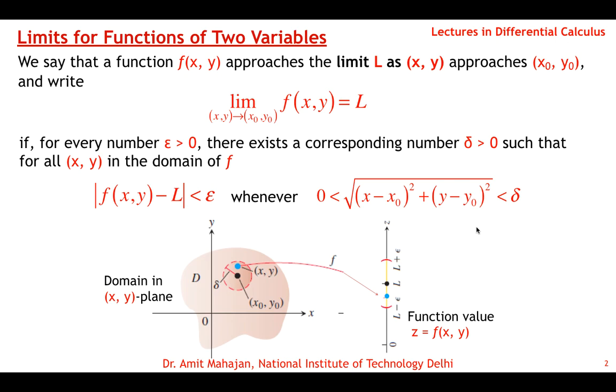Okay, so if I put x minus x naught as r cos theta and y minus y naught as r sin theta, then you can see that this inequality reduces to r less than delta. On this side it will be a function of r cos theta, r sin theta. So this limit will reduce to a limit on r. So we can also try and solve in polar coordinates, but we have to be very careful whenever we use the polar coordinate system.